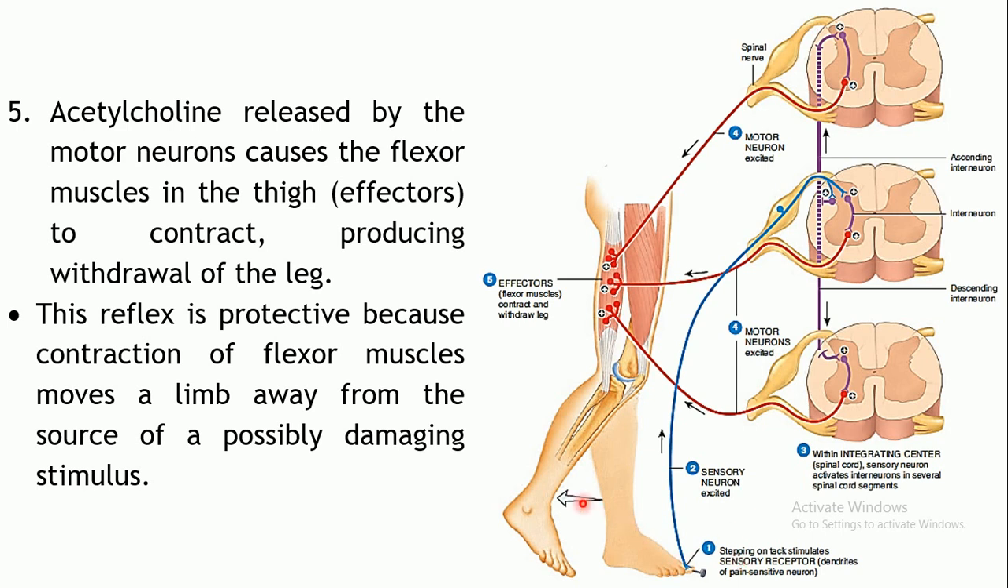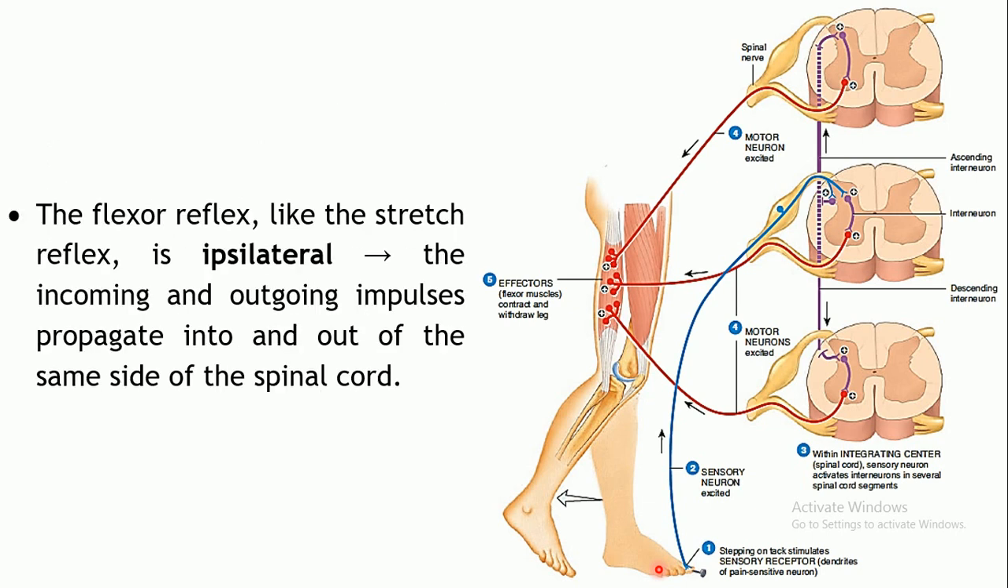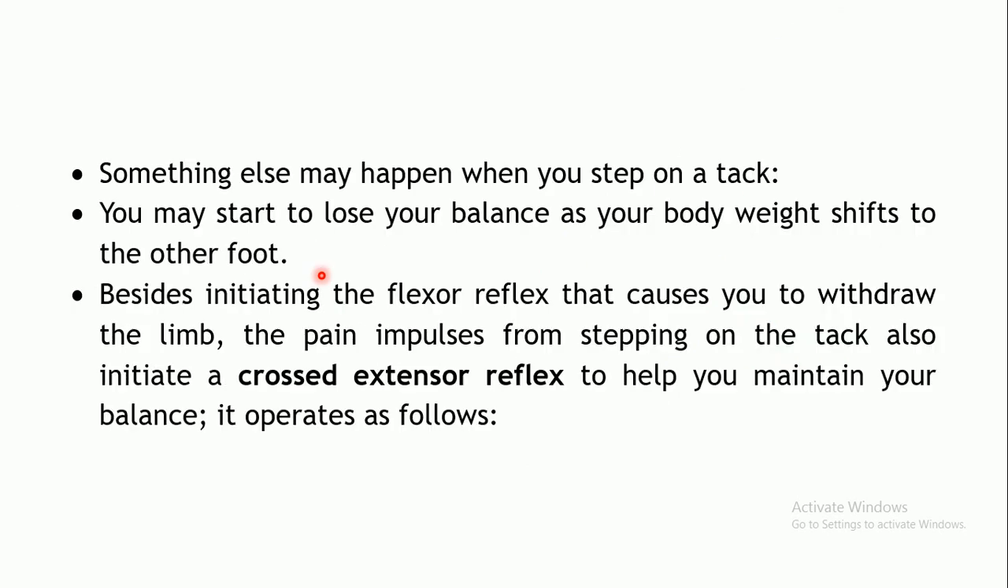So this is a protective reflex which is withdrawing yourself from the danger. Okay, now this particular flexor reflex is an ipsilateral reflex, right? Because the entry and the exit are on the same side. So the incoming and outgoing impulses are propagating into and out of the spinal cord from the same side. That's why it is called an ipsilateral reflex.